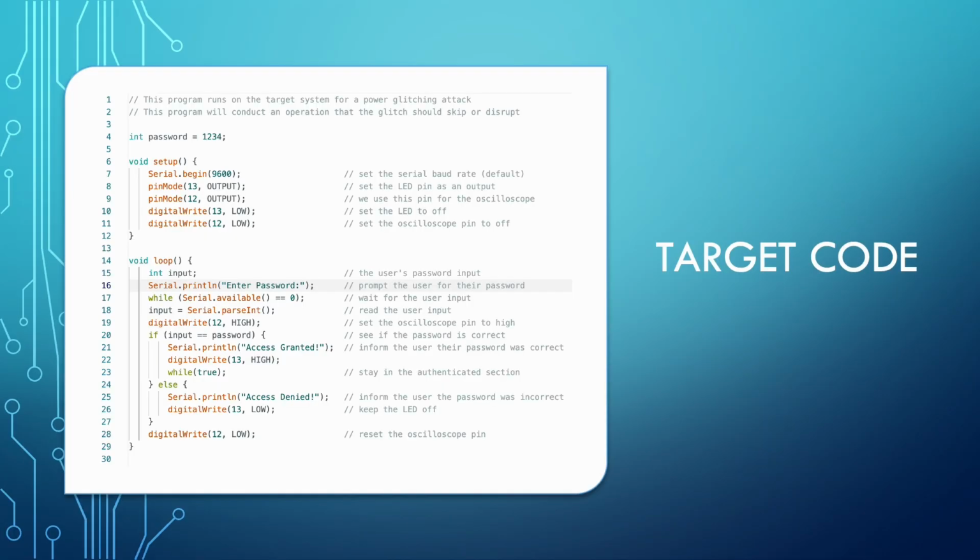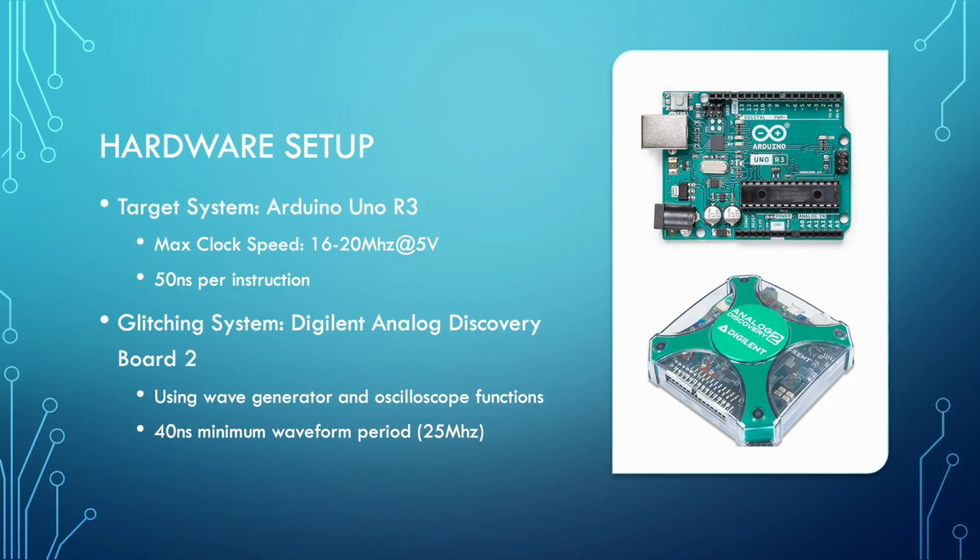Rather than walking through a bunch of Arduino code in a PowerPoint presentation, we're just going to hit the main points here. So the goal in this program is to prompt the user for a password and then enter an authenticated section of code if the password's correct. With a properly timed power glitch, we should be able to skip this password check and enter the authenticated section with an incorrect password. Our target system for this experiment is an Arduino Uno Rev 3.